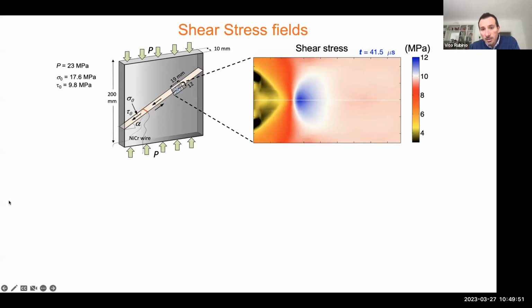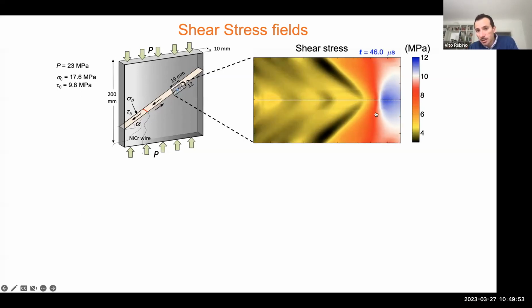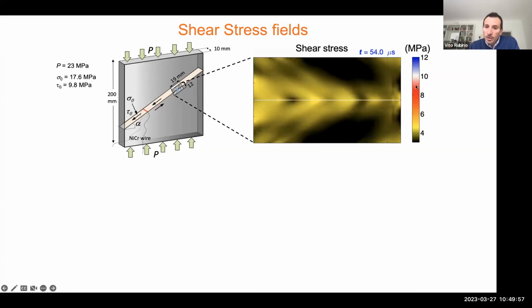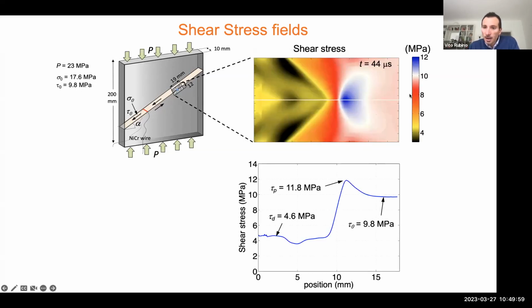So we observe here the shear stress propagating along the interface. Scale here is in MPa. And now if we fix just a snapshot, this pinkish color is about 10 MPa, which is the pre-stress level. And then as the rupture arrives, shear stress goes up. As you can also see in the plot at the bottom, where we trace the shear stress along the interface, the stress goes up to a peak level, and then it drops down to a residual level.